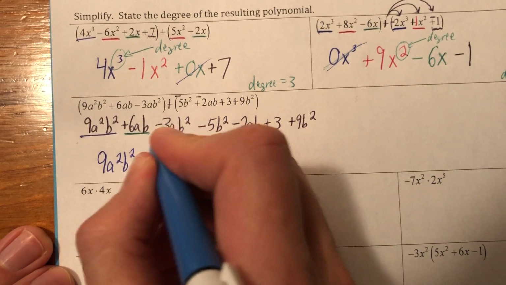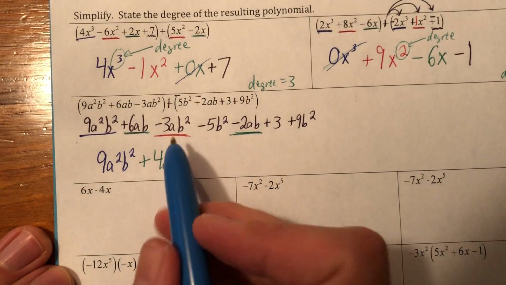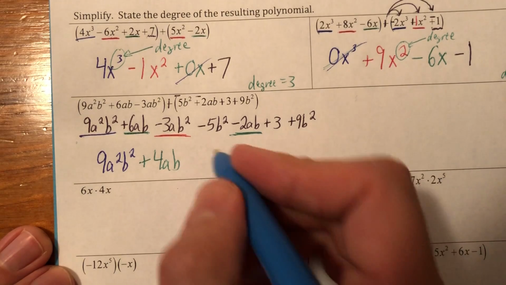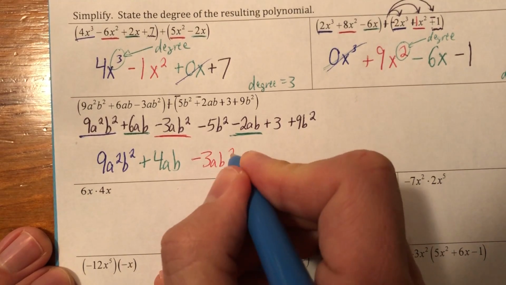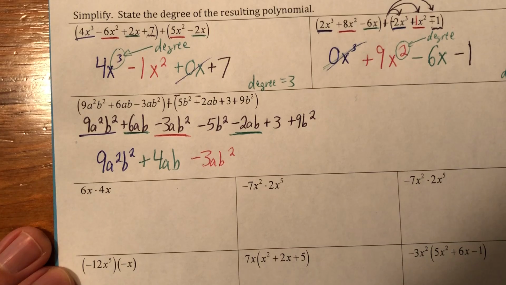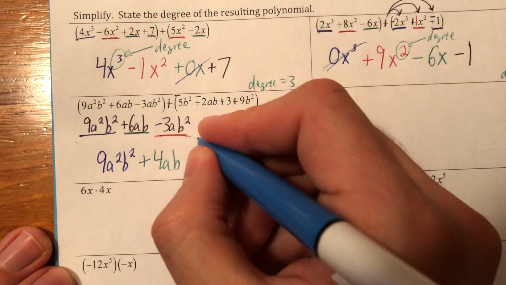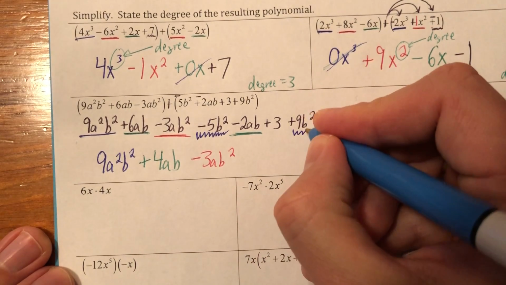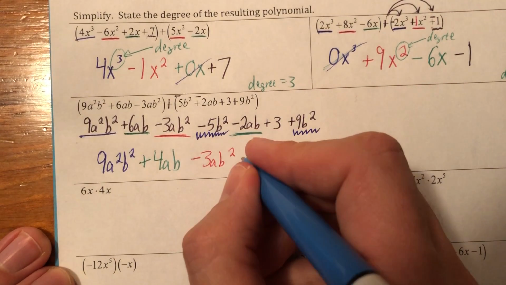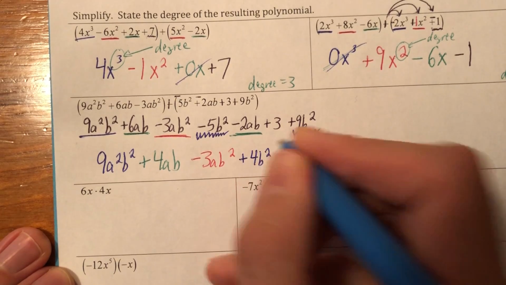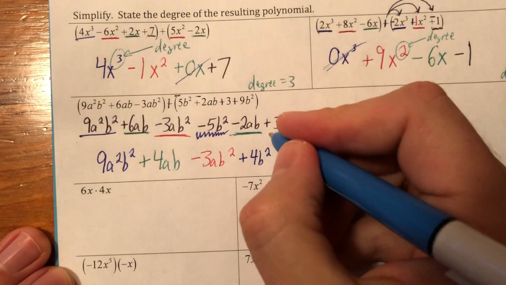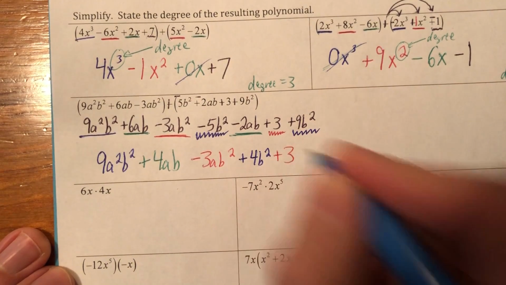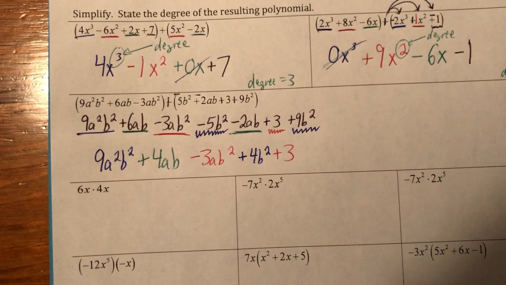I have negative 3ab squared. Looking for other ab squareds. Nope. See, b squared, but it never has an a with it. So minus 3ab squared. Okay. We'll switch back to blue. I'm looking for b squared. I'll make these jaggedy. Oh, there's one. Negative 5 plus 9, that would be 4. And then the only other term left is that 3 there that has no a's, no b's, and it's just 3. That's it. What's the degree? Not worth our discussion.